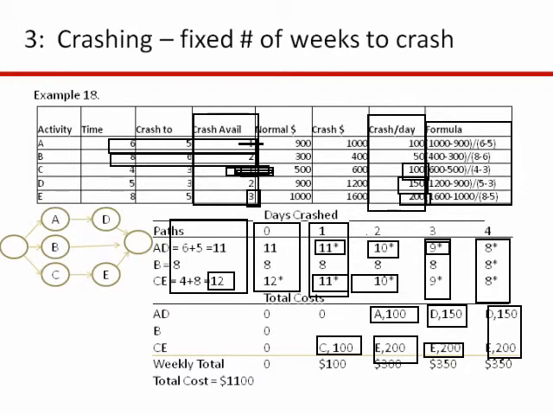So this is an example. There are actually 2 types of crashing problems. The first type is when it tells you how many weeks or how much time to crash. So this is an example of that kind. You just crash, again, only activities on the critical path and the cheapest ones that are available.